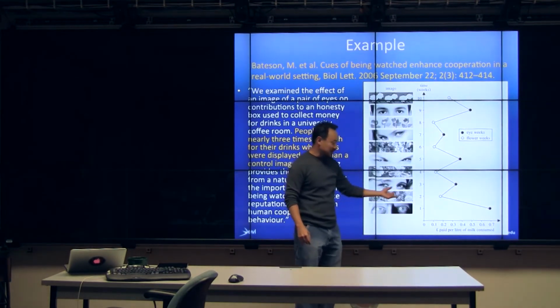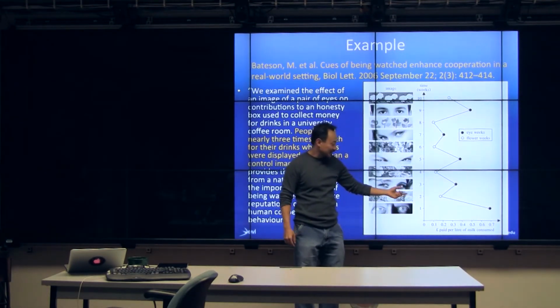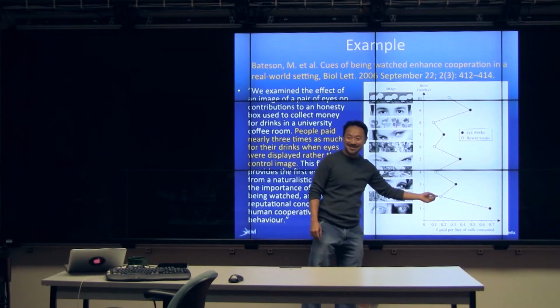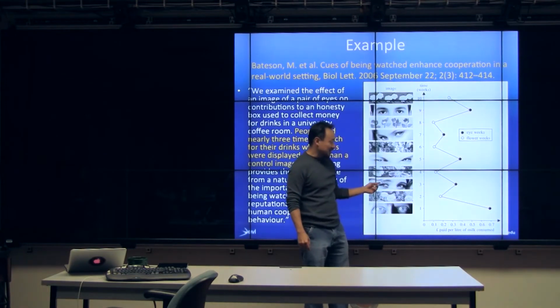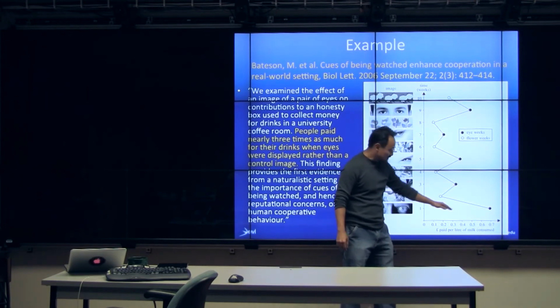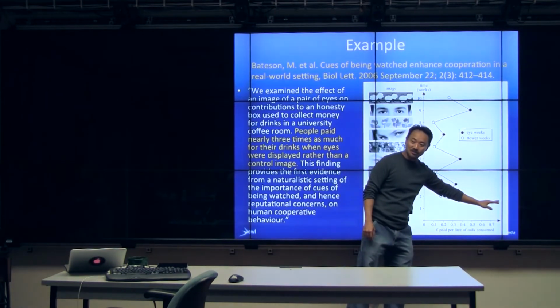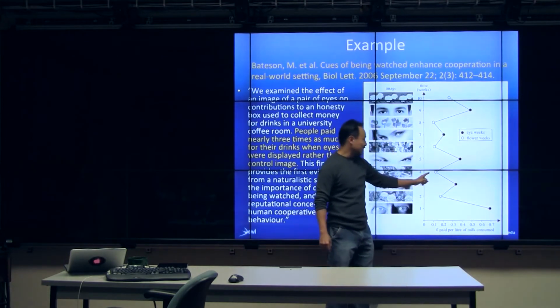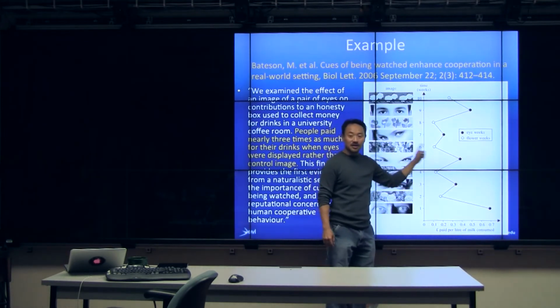Then they switched to pretty flowers, and the contributions dipped. And then they put another set of eyes in, and the contributions went up. So, this part was just a filter for sort of the novelty effect, right? And then the control, and so forth.